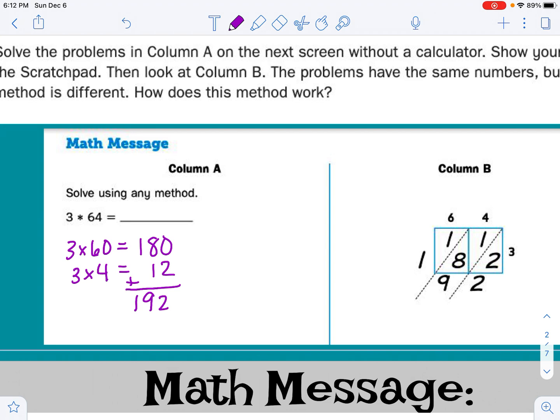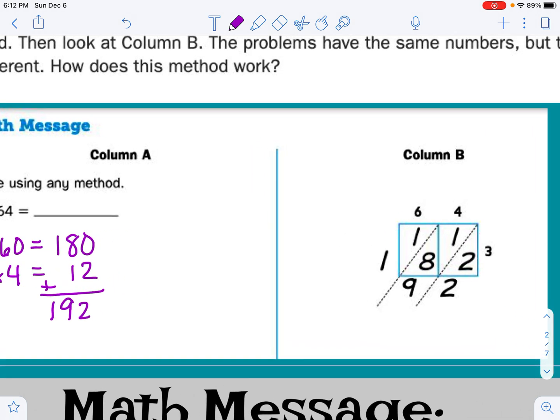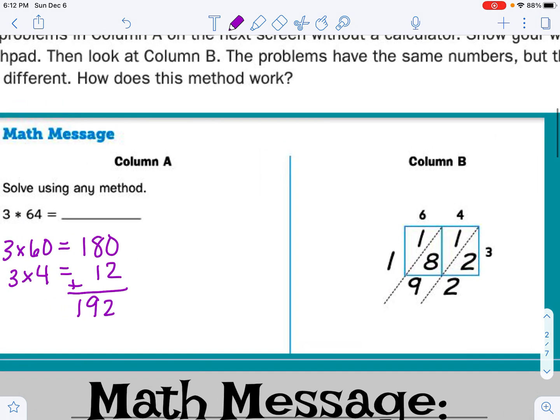So when I go over to the lattice method, I'm looking for what I notice they have in common. What stands out to me is this 12 right here is the same as this 12 here. When we did 3 times 4, we got 12. The other thing I notice is the 18. When I did 3 times 6, it gives me the 18.